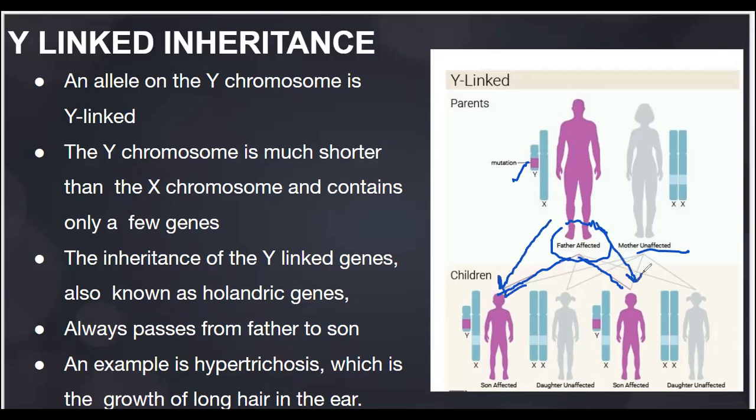That pattern will be transmitted to the son because the son is an outcome of the combination of one X from mother and one Y from father, and the father is having only one Y. So that defect will be transmitted from father to son. So the son is affected, you can see over here. That is how inheritance related to Y-linked and X-linked works.